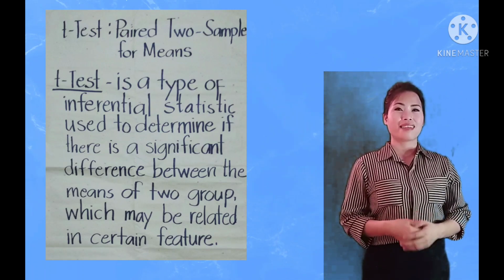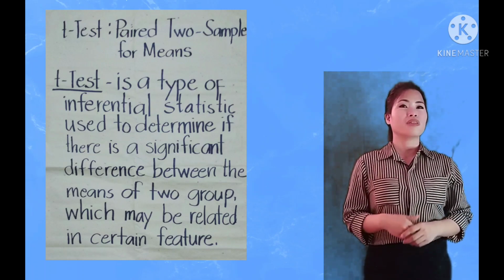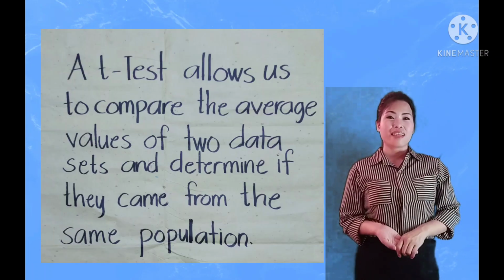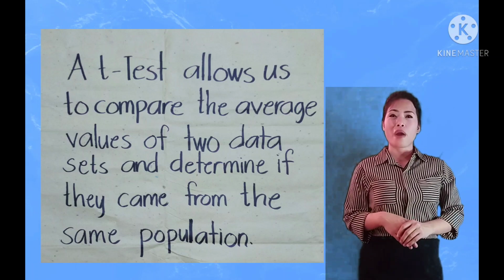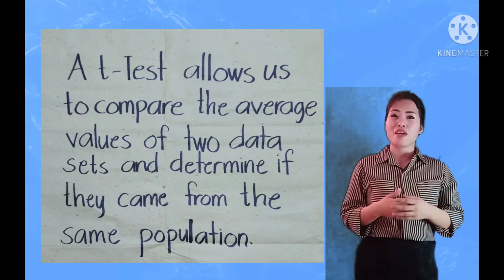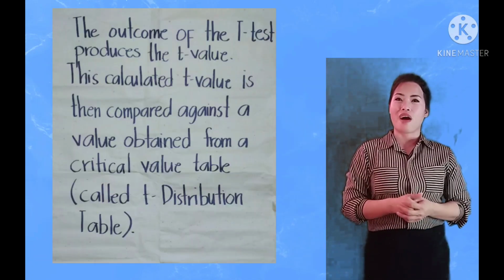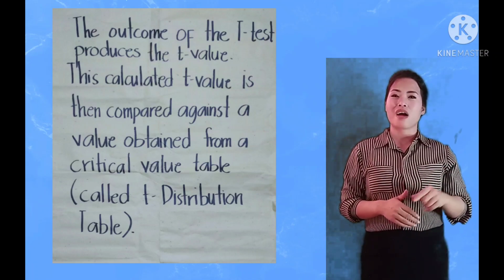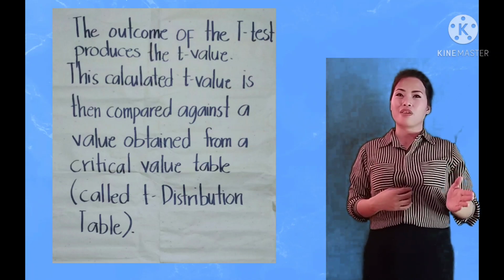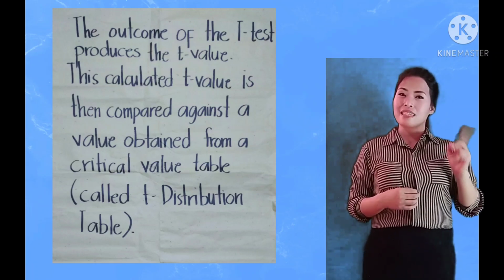A t-test looks at the t-statistic, the t-distribution, and the degrees of freedom to determine if there is a statistical significance. Essentially, the t-test allows us to compare the average values of the 2 datasets and determine if they came from the same population. The outcome of the t-test is a t-value. This t-value is the result of the t-test that we're going to compute later.